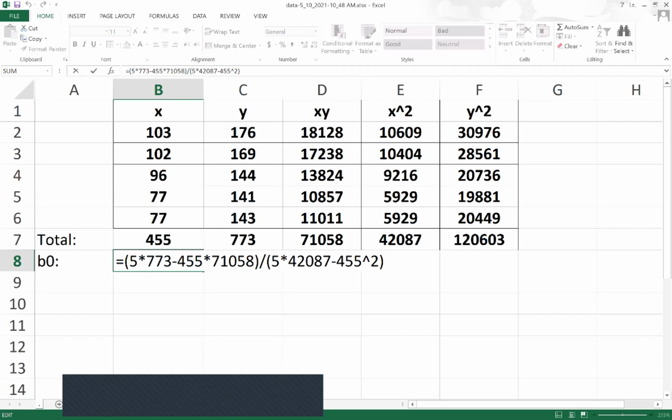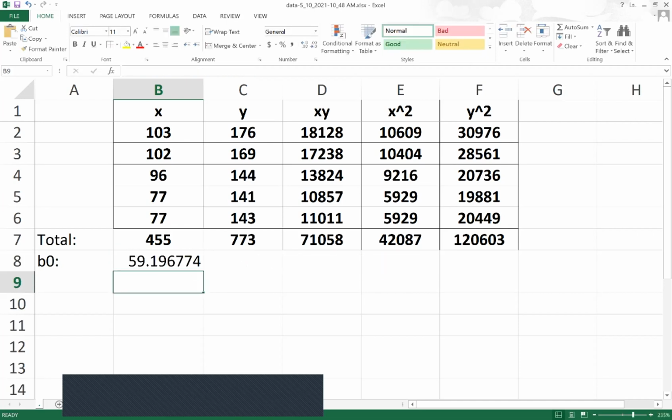Oh, yeah, no, there's no sample size here. Just summation of Y times summation of X squared, which is 42087. I overlooked the formula. So summation Y is 773 times summation X squared, which is 42087, minus summation X 455 times summation XY. That denominator is good. So it's 59.196. I think they want 2 decimals.